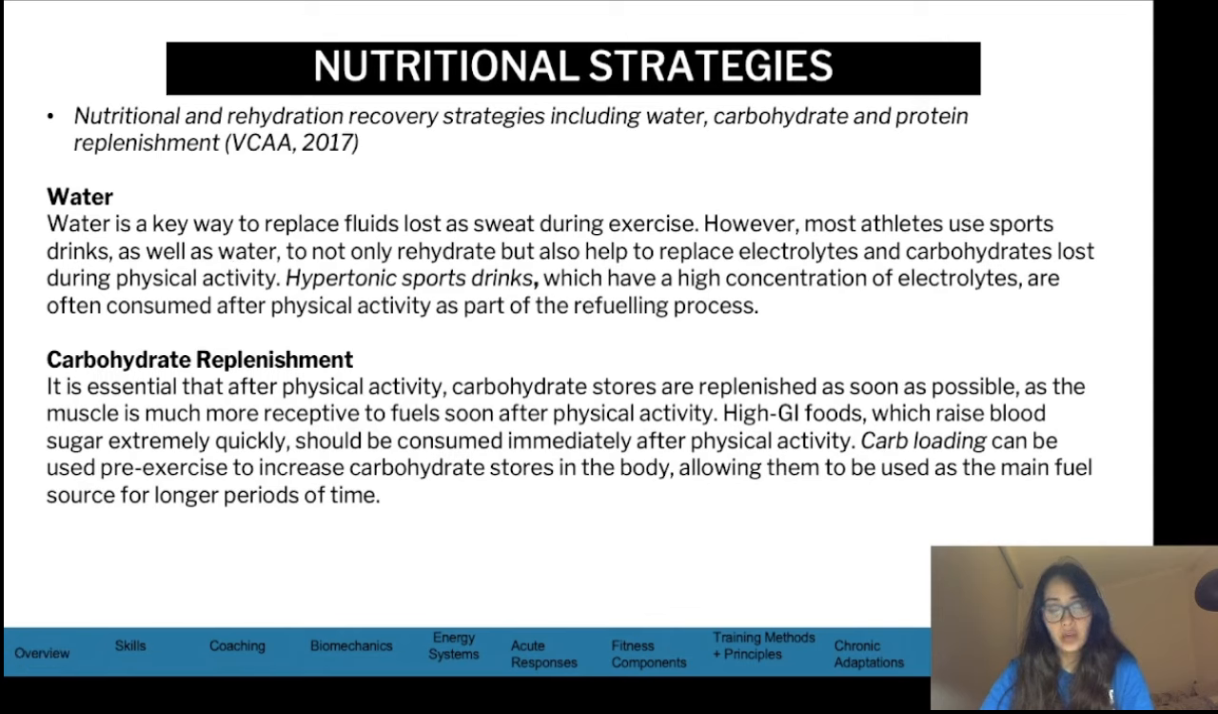Nutritional and hydrational strategies. Make sure they say nutritional, you don't say water, because water comes into hydration and they're a bit finicky about that. Other things are carb replenishments are good. So high GI foods are really good.